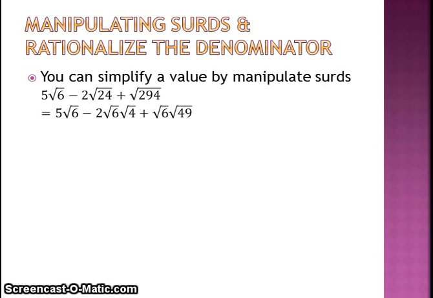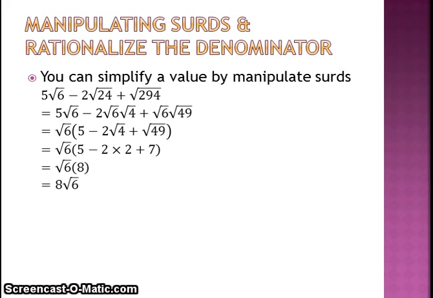For 5 square root 6, we can just remain as is, and square root 24 we can split into square root 6 and square root 4, and square root 294 you might need to do a little bit of calculation to show that it's 6 times 49. And you should be aware that all three terms have the square root 6 as common factor. We can factor out the square root 6, and inside we're left with 5 minus 2 square root 4 plus square root 49. By simplifying the values and doing your calculation, we have 5 minus 4 plus 7, which is 8. Or we should write it as 8 in front of the square root 6.